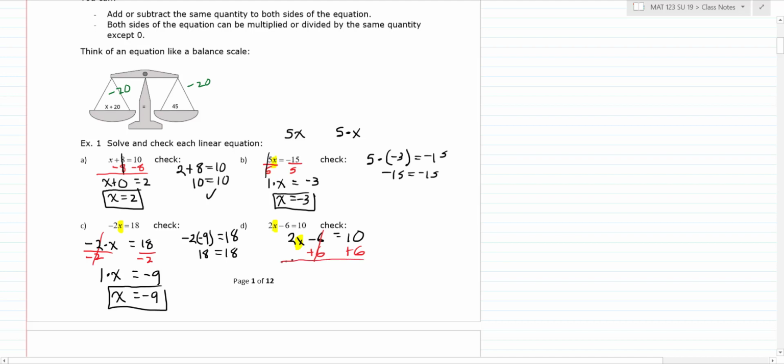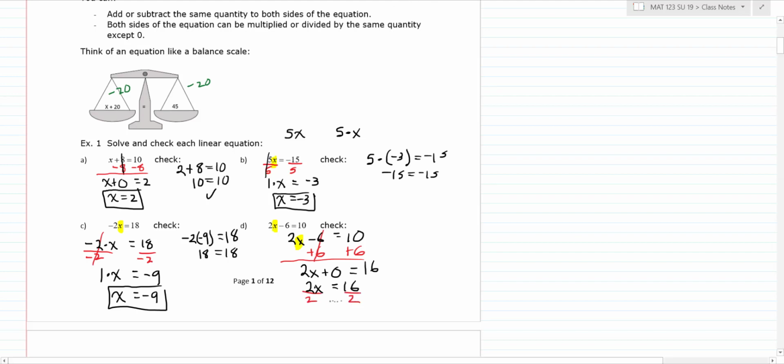So technically what you would have now is 2x plus 0. You don't have to write that step. And then 10 plus 6 is 16. When you add 0 to anything, it's itself. Now you're going to get rid of the multiplication. The undoing property for multiplication is going to be dividing by 2.